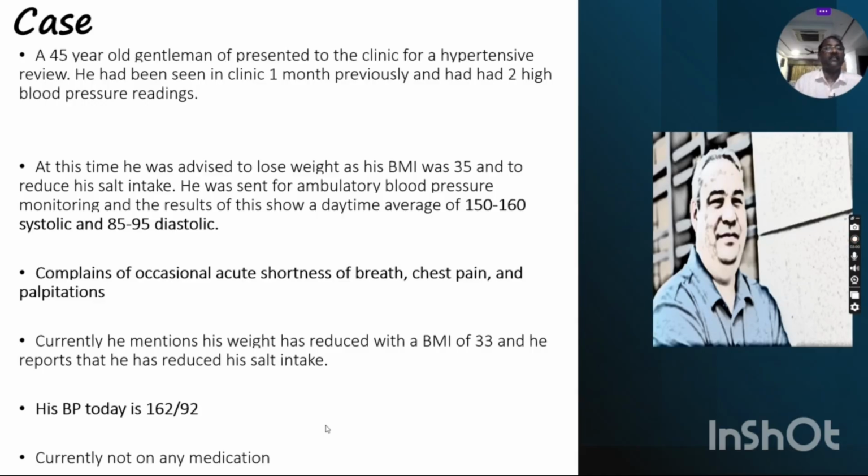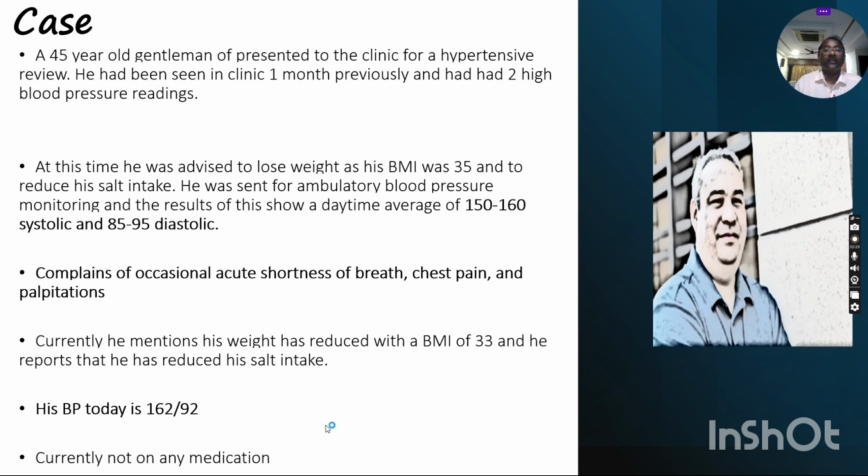See, this is an index case, a 45-year-old gentleman presented to the clinic for a hypertension review. He has been seen in the clinic 1 month previously and had 2 high blood pressure readings. At this time, he was advised to lose weight as his BMI was 35 and also to reduce his salt intake.